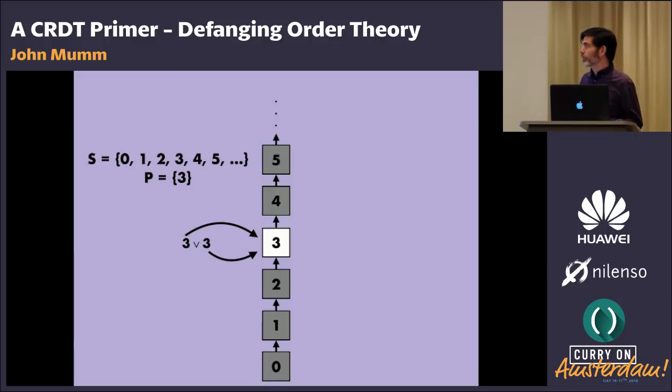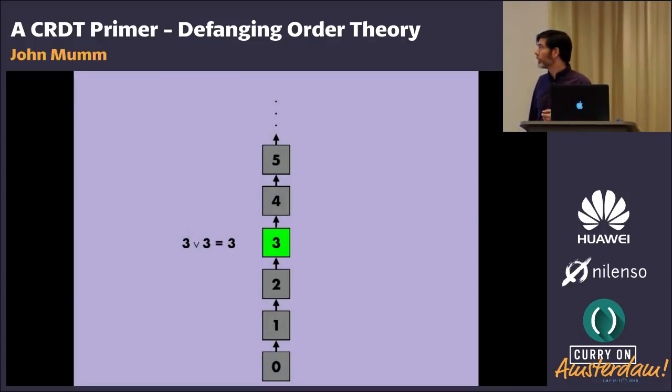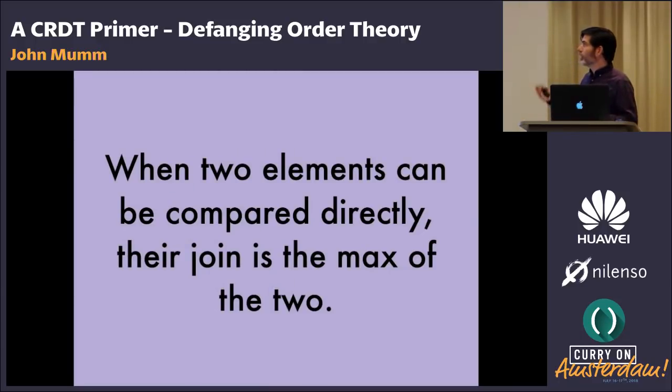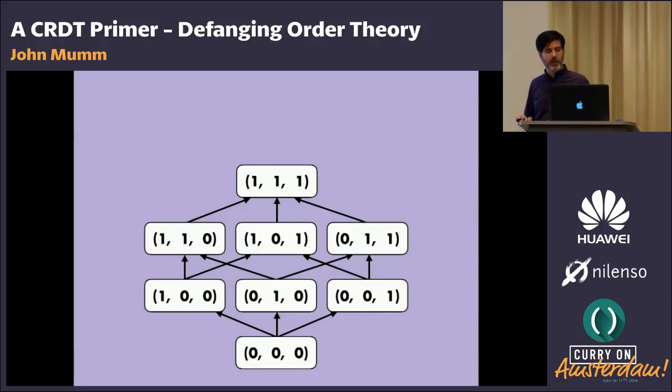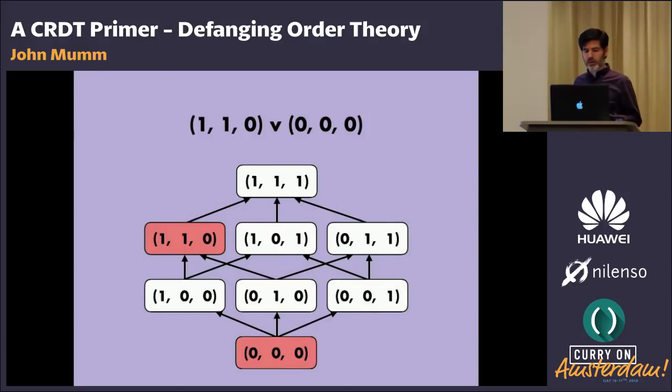Now, if we take the join of 3 with itself, well, the smallest thing in S that 3 is less than or equal to is 3. So we stay where we are. And notice that when two elements can be compared directly, the join is the max of the two of them. So in this case, back to our partial order, if we try to compare these two through join, we notice that they're directly comparable, so the greater of the two is the join.